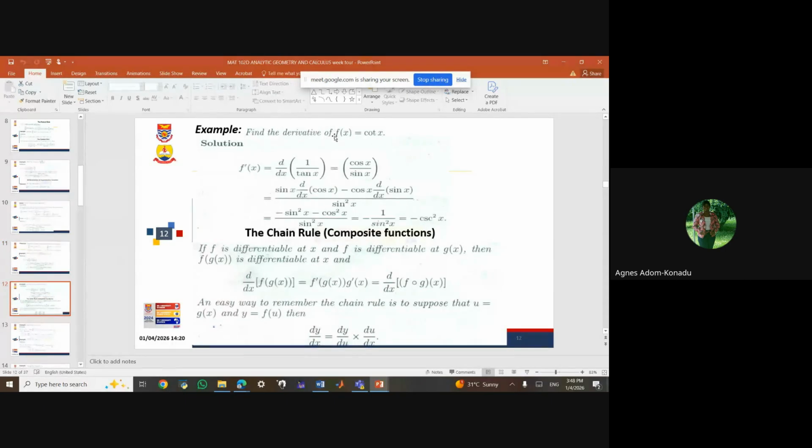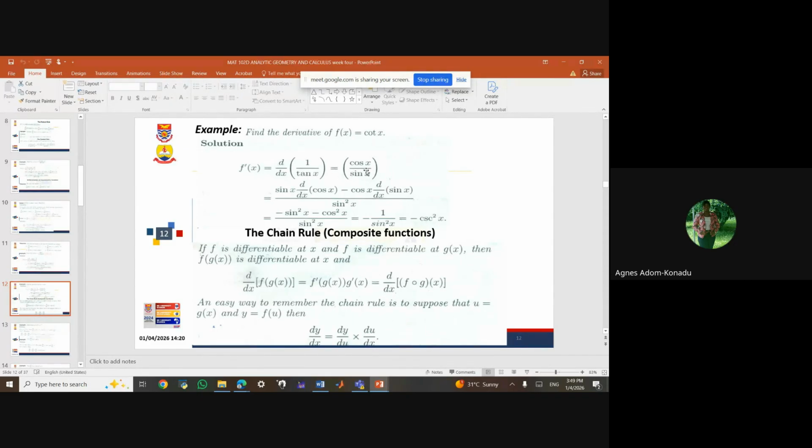Okay, we want to find the derivative of f of x is equal to cot x. We know the derivative, but I want to prove it, that when you differentiate cot x, you're going to get f prime. We know that cot is the same as 1 over tan x, so I want to differentiate 1 over tan x. And I know that tan is sine over cos. So since it is 1 over tan x, when you reciprocate it, you're going to get cos x over sine x.